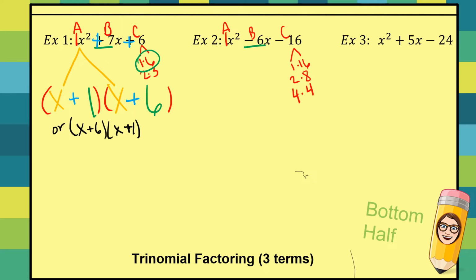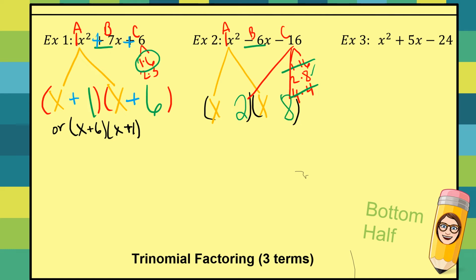Now first let's worry about the 6. Can a 1 and 16 combine to get a 6? No. Can a 2 and 8 make a 6? Yes. Can a 4 and a 4 make a 6? No. So we can start to set up our binomials. What front factors, if you're thinking FOIL, what front factors get me to x squared? X and x. What last factors are going to get me to 16 that we picked? The 2 and the 8.